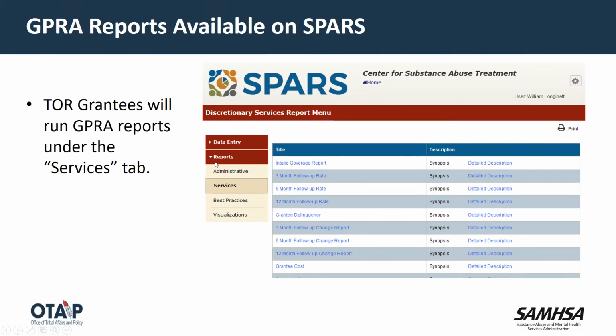And in order to get to the report section, again, you'll go to that CSAT tab, and then on the left-hand side here, you'll click reports instead of data entry. And then you'll click on services.